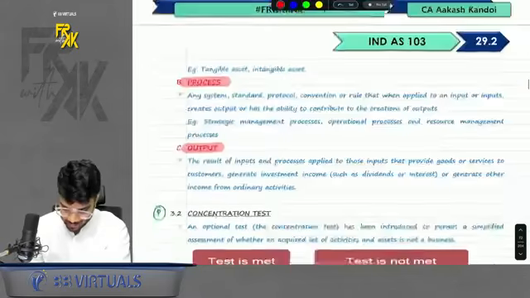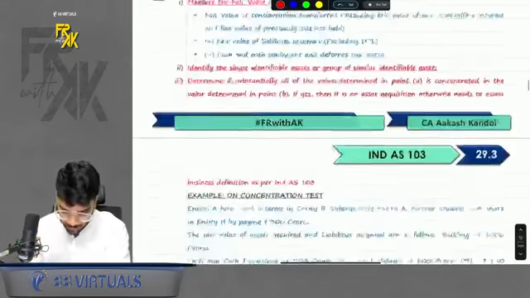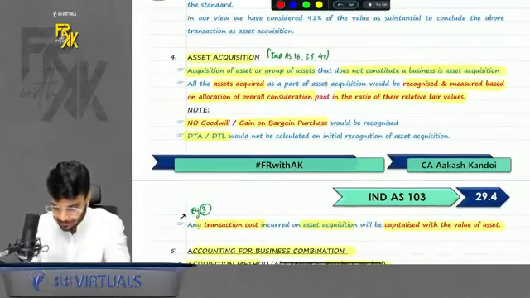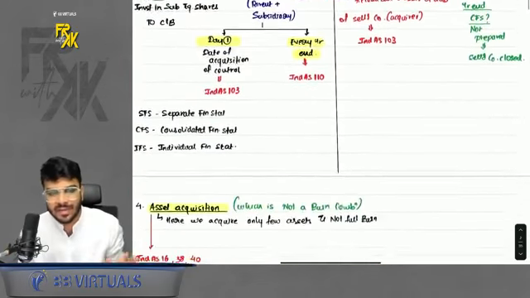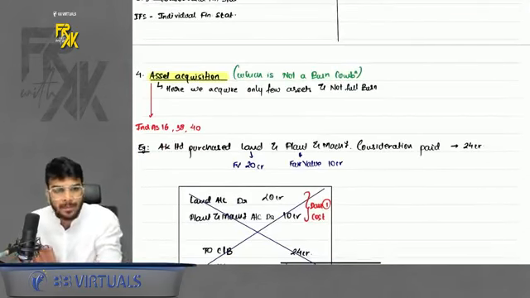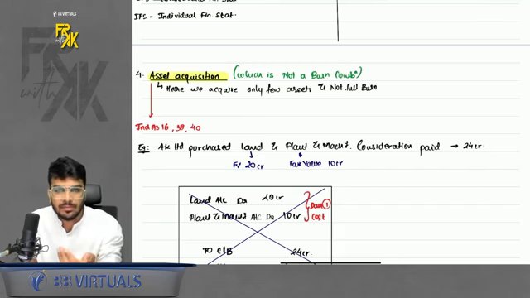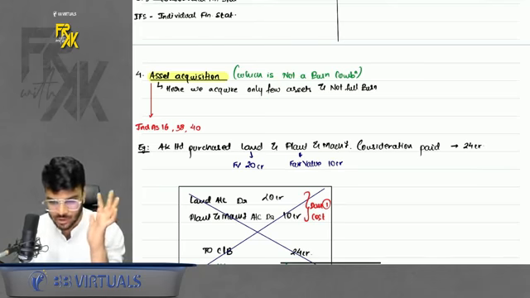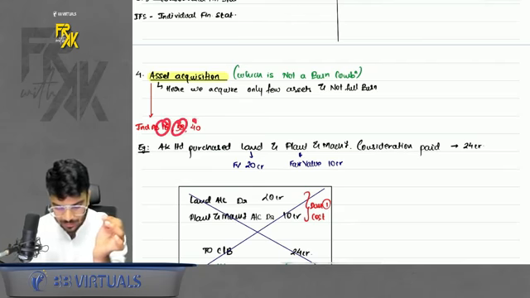Then, the elements of business we discussed. Then there is something known as the concentration test. This we will revise at the end. Then we talk about asset acquisition. Now, what is the meaning of asset acquisition? Sometimes you don't acquire the whole company, but you acquire a couple of assets of any company. Let's say, for example, I went to Chroma and purchased a couple of assets. Purchasing a couple of assets is not as good as acquiring a business. When you acquire only a few assets, this is not business combination, that is asset acquisition. The accounting of asset acquisition we have already covered under Ind AS 16, 38, 40.